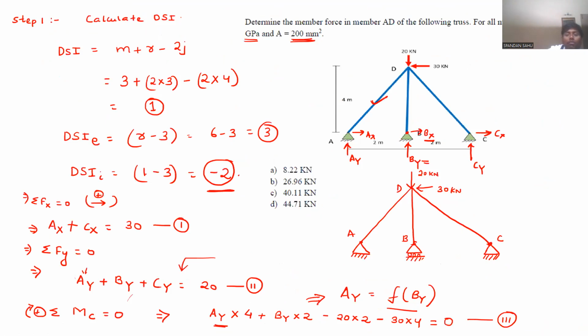Now, once you got this By value, you can calculate all other things, because now it has become a statically determinate structure. You got it? Yes, sir. Now, if By you got as 8.2 kilonewton, now tell me what can be done. Ay plus Cy plus 8.2, you will write as 20 kilonewton.